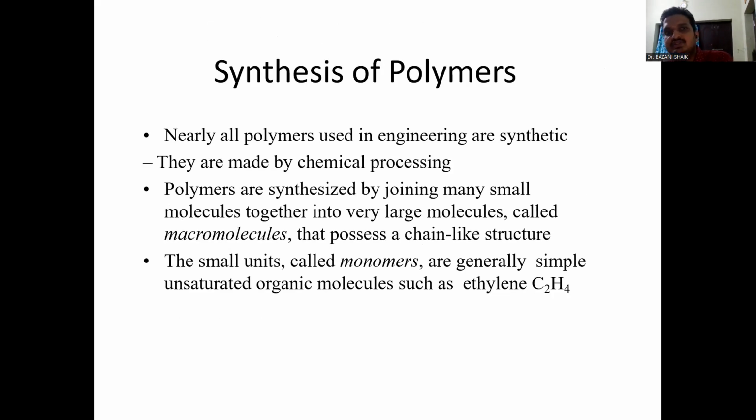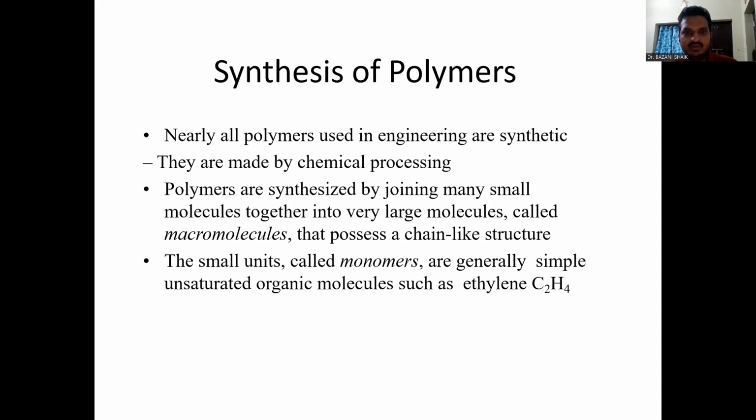And coming to the synthesis of polymers, all polymers used in engineering are synthetic, because they are processed chemically. These polymers are synthesized by joining many small molecules together into very large molecules, called macromolecules. That process results in a long chain, or chain-like structure.